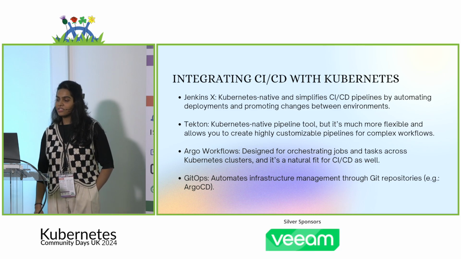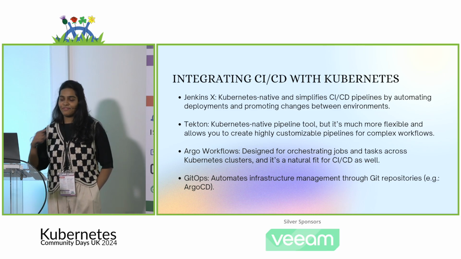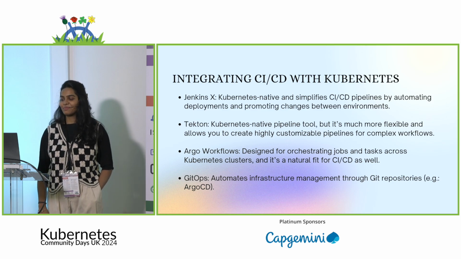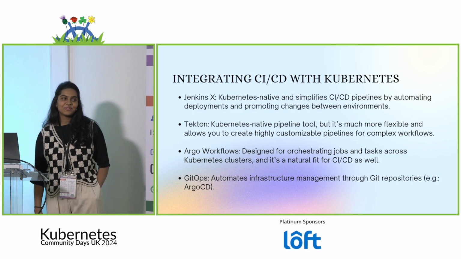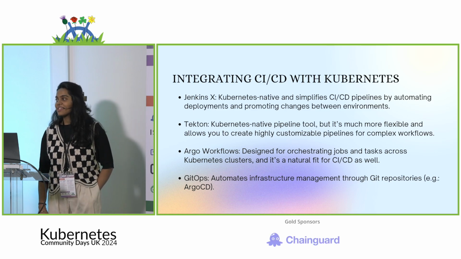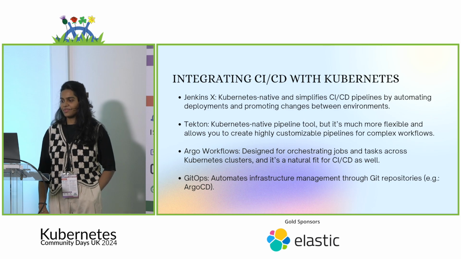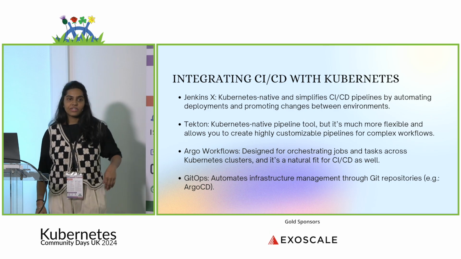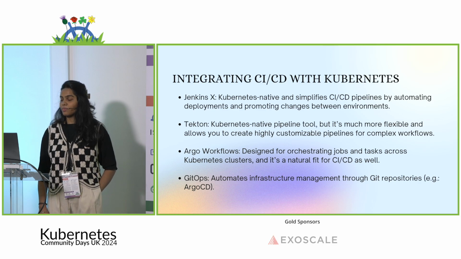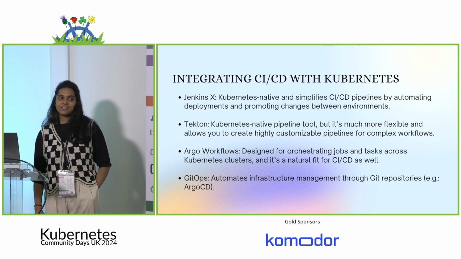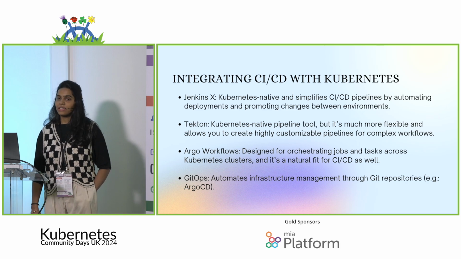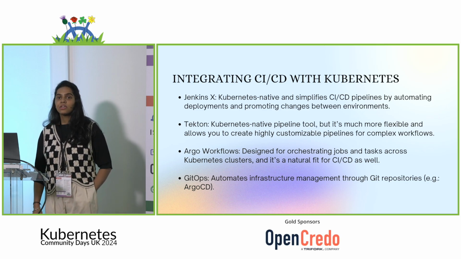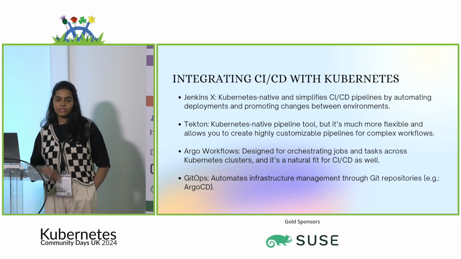The next one is Tekton. As I've written over here, it is a much more flexible tool, and it allows you to create customizable pipelines for really complex workflows. The third one is Argo Workflows. It is designed for orchestrating jobs across Kubernetes clusters. And the last one is GitOps. As I said, it is a growing trend, and people are preferring it now more than ever. It automates infrastructure management through Git repositories.